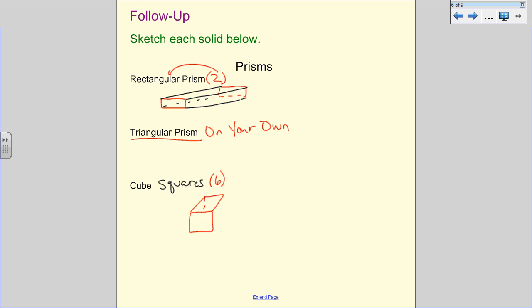I'm not going to be able to see this side, I'm not going to be able to see this side, and I'm not going to be able to see this side, but I can see this side and this side. So a cube is just 6 congruent faces.